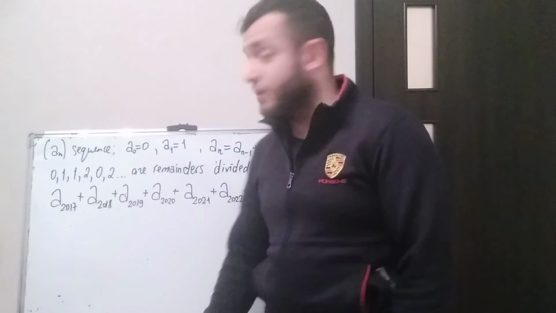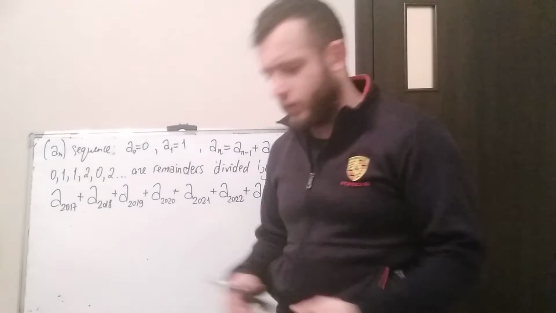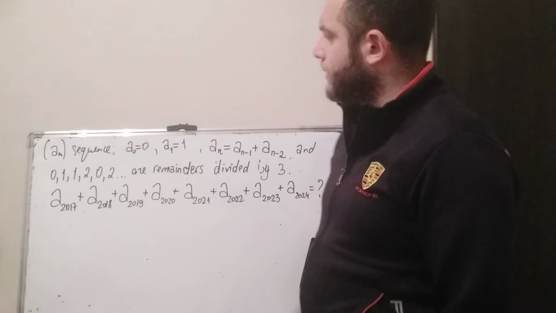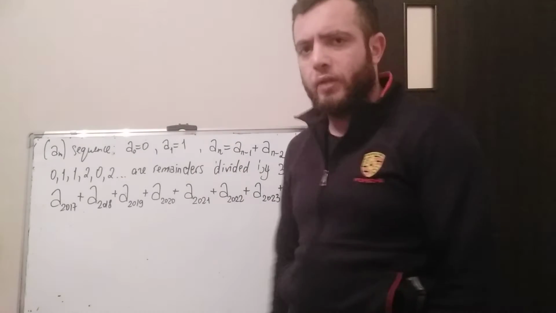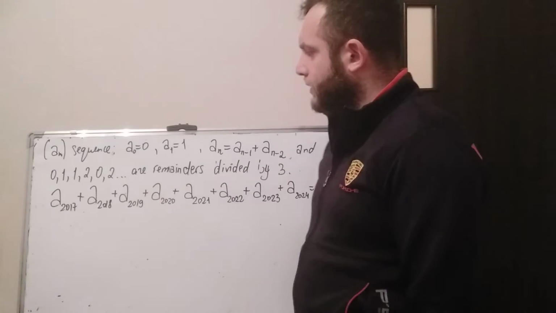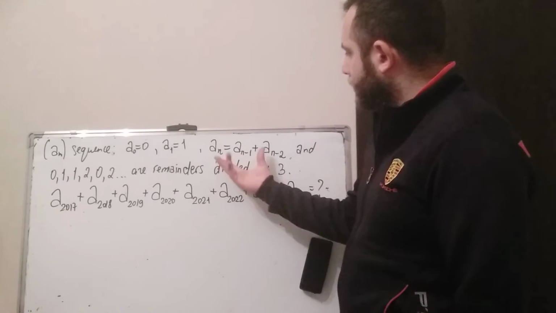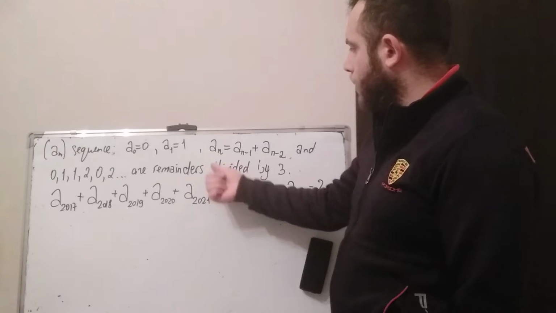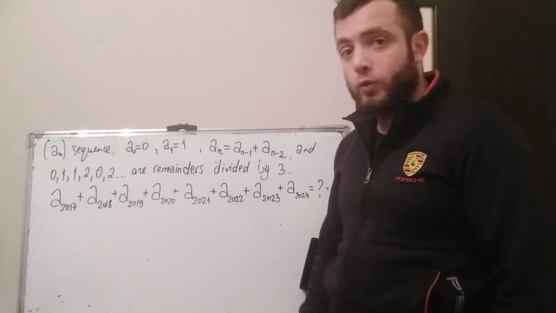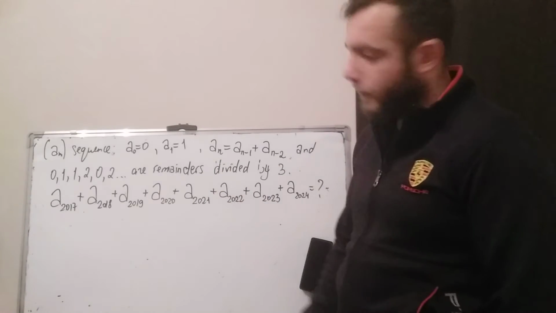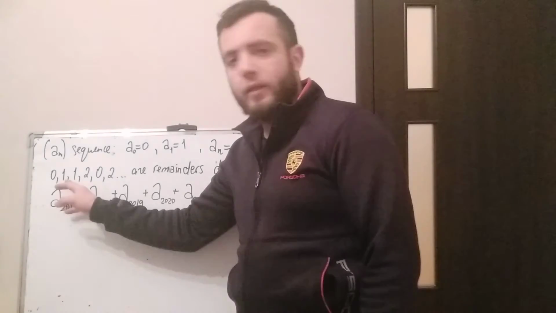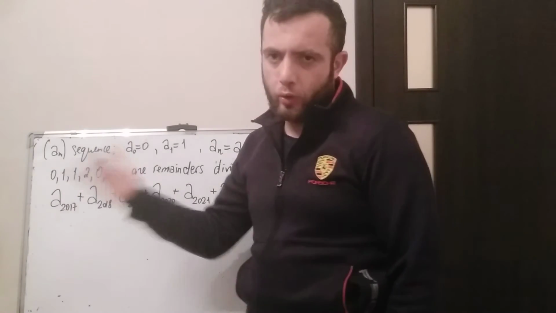Hi everyone, there's a nice problem today from sequences. The question is that a sub n is a given sequence. In the sequence, a sub 0 is 0, a sub 1 is 1, and there is a relation: a sub n equals a sub n minus 1 plus a sub n minus 2, and 0, 1, 1, 2, 0, 2, and so on.